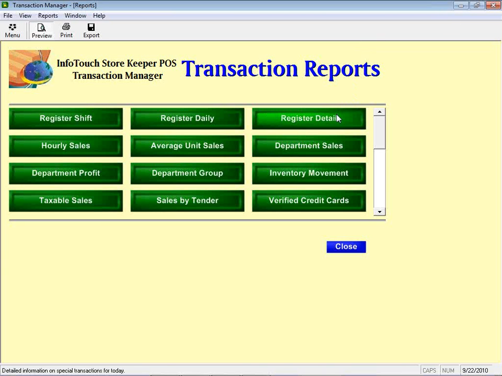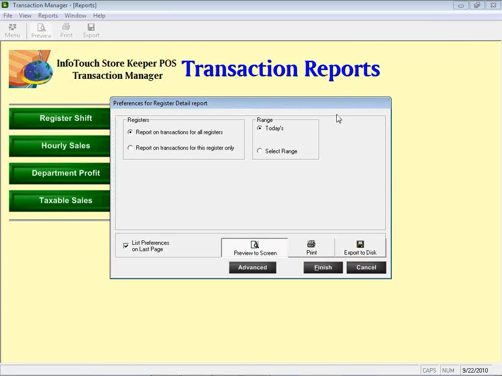Another report that you're going to want to use on a regular basis is Register Detail. This comes in some flavors, including for all registers or this register only, but usually you'll want to look at it for the whole store. It also has flavors of today's or select range. So today's will show us interesting things, and we'll talk about interesting in a second, that happened at the store for today. Or we may decide we want to take a look at this over a date range, but let's go for today's for right now.